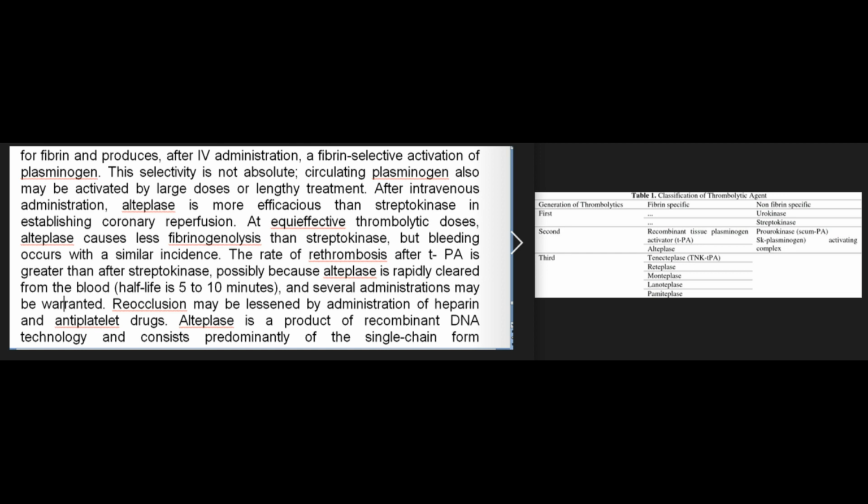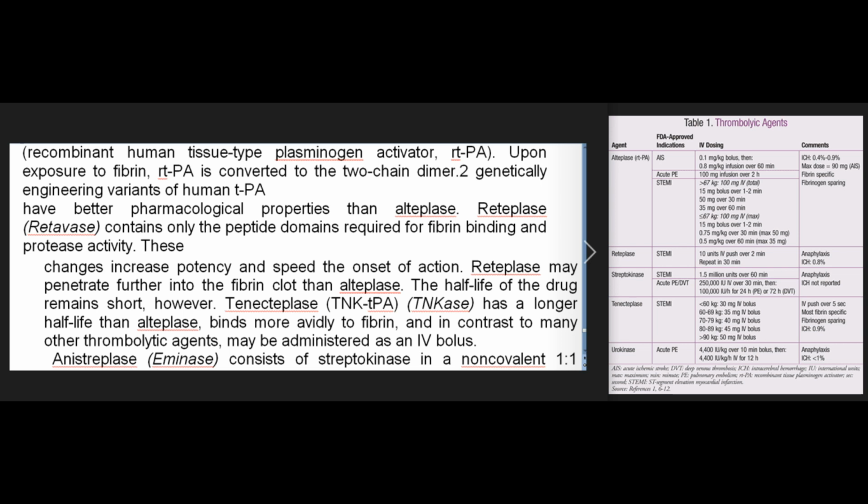At equi-effective thrombolytic doses, alteplase causes less fibrinogenolysis than streptokinase, but bleeding occurs with a similar incidence. The rate of rethrombosis after tPA is greater than after streptokinase, possibly because alteplase is rapidly cleared from the blood, half-life is 5 to 10 minutes, and several administrations may be warranted. Reocclusion may be lessened by administration of heparin and antiplatelet drugs. Alteplase is a product of recombinant DNA technology and consists predominantly of the single-chain form, recombinant human tissue-type plasminogen activator, rtPA. Upon exposure to fibrin, rtPA is converted to the two-chain dimer.